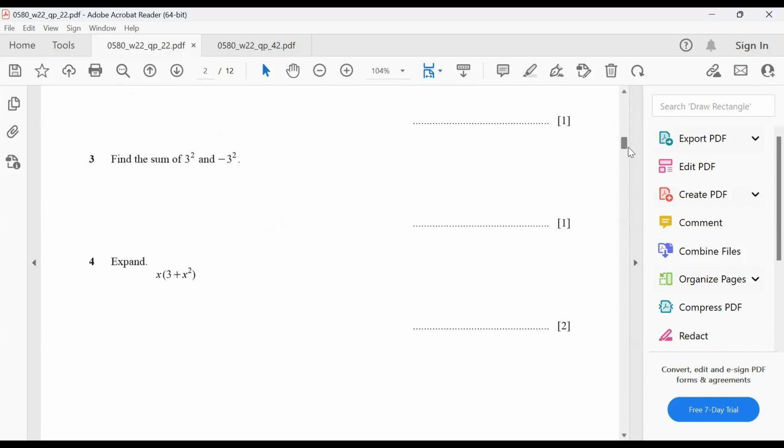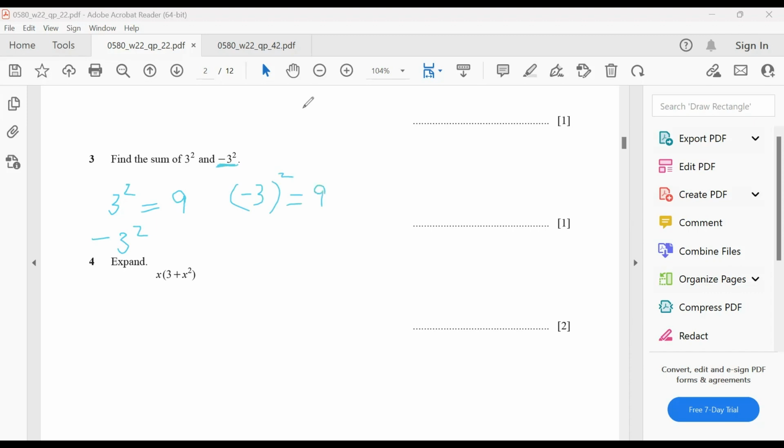So question 3 and 4, the first one is your exponents basically. So if you look at it, we have 3 squared. 3 squared we know is equal to 9. But we also have negative 3 squared. Now, I've seen most people make this mistake in the paper. As you can see, there's no bracket around the minus 3. That means this is not the same as this.